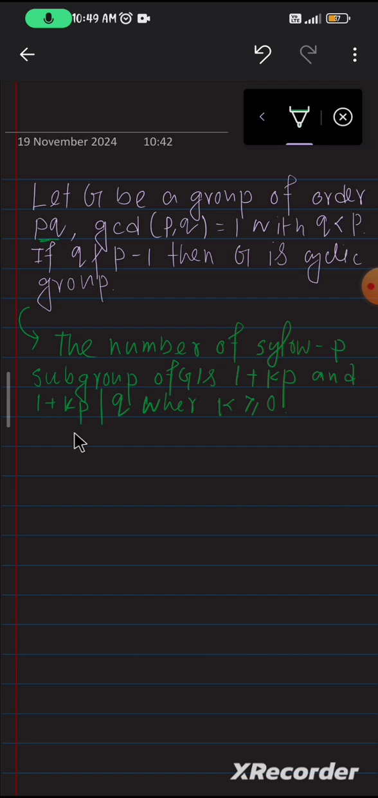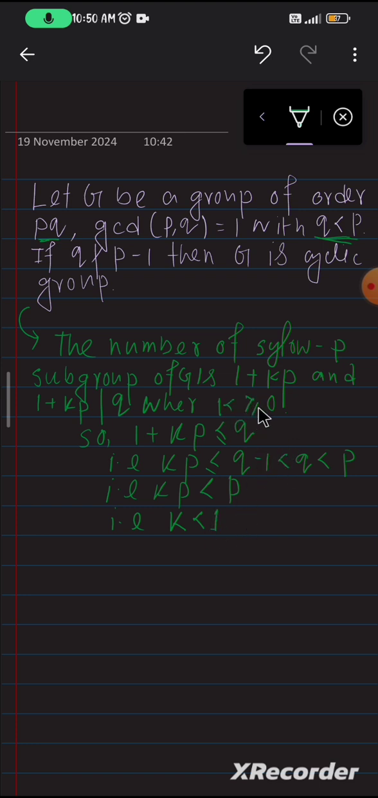Since 1 plus Kp divides Q, we can write 1 plus Kp is less than or equal to Q. That is, Kp is less than or equal to Q minus 1, which is less than Q, and given that Q is less than P, this is less than P. So we get that Kp is less than P. It means that K is less than 1, and we know that K is a non-negative integer, that is K is greater than or equal to 0.